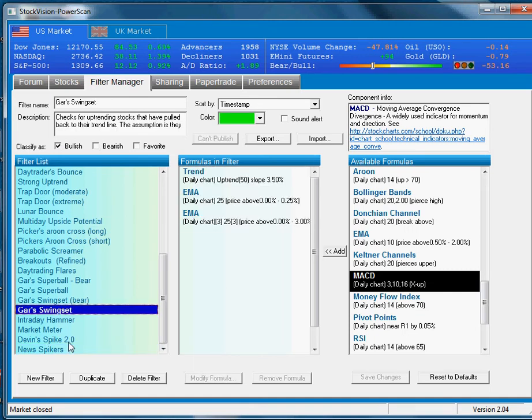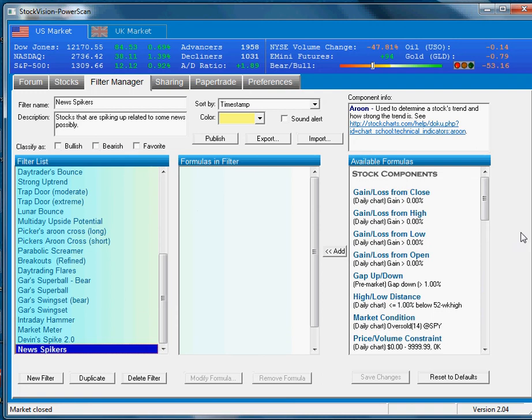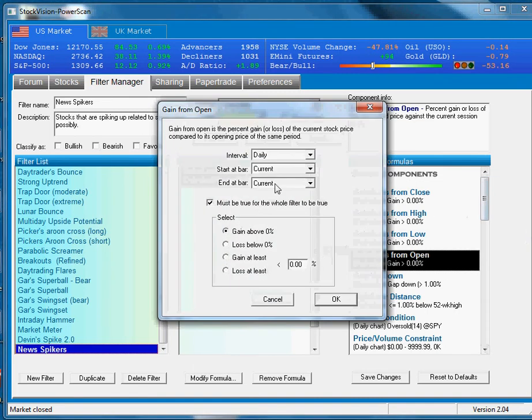I've got my filter, my news spikers filter. You want to start with a formula. So let's think about this logically. If a stock released a financial report, then what's the stock going to do? If it's a great financial report, it exceeded expectations, everyone's happy, then the stock's going to go up, right? So first thing I'm going to do is I want the stock to have gained at least 2% from its open. So we click gain at least 2%.